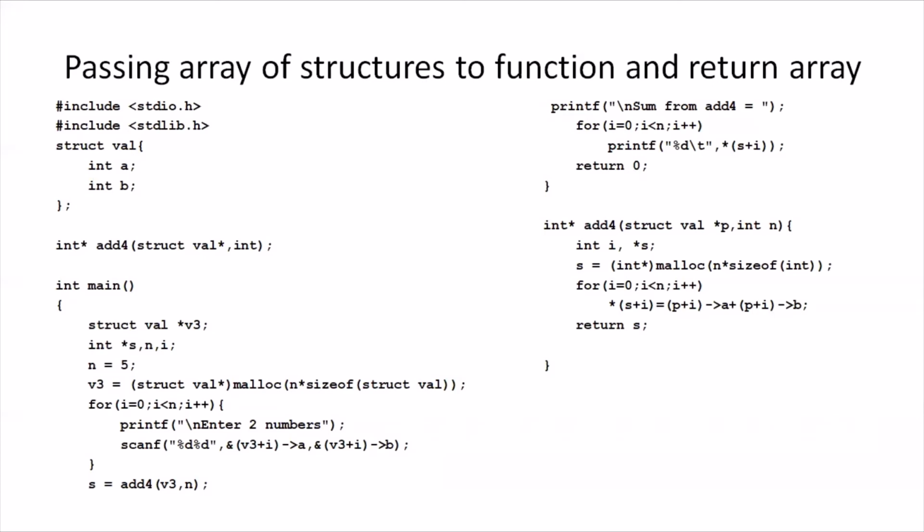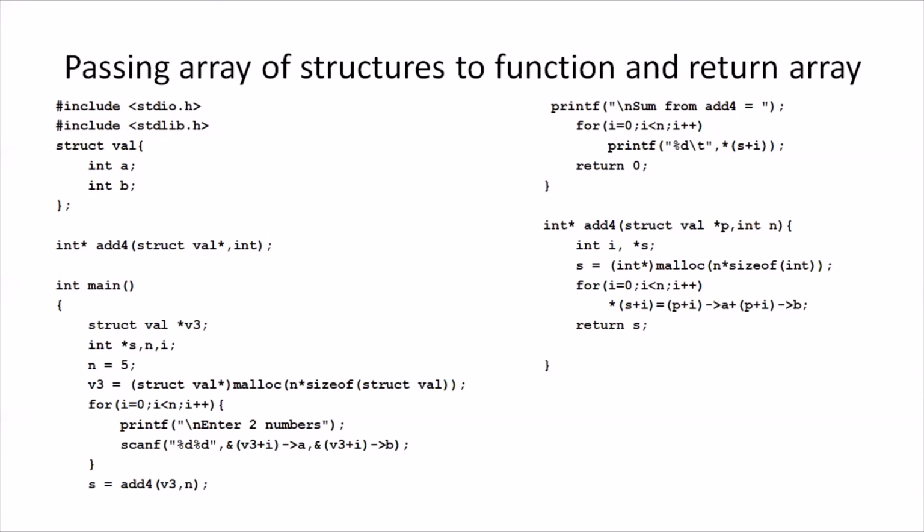Note that the prototype declaration of the function add4 is int star add4, struct val star, comma, int. Struct val star is given because we will be passing the base address of the array of structures. Int is passed as the number of cells of the array, and int star is being returned from the add4 function because here we will be returning the base address of the integer array that has been created dynamically in the function add4.